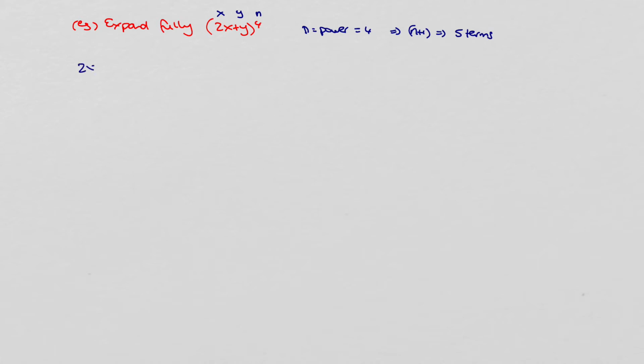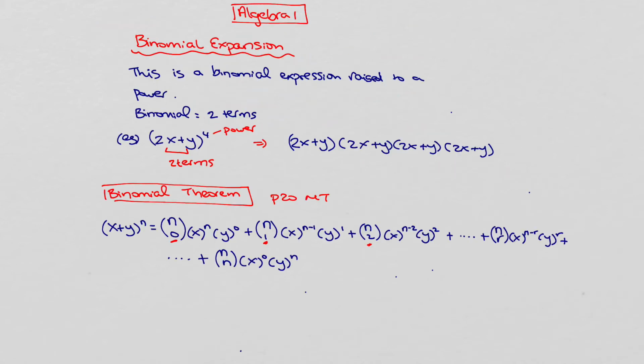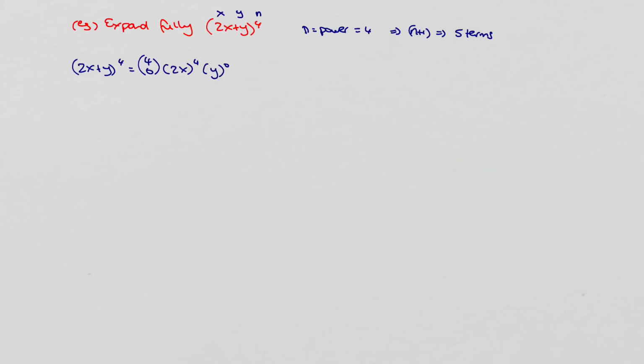So in other words, we have (2x + y)^4. So 4 choose 0 times the first term raised to the power of 4 and the second term raised to the power of 0. Now if you go back to the expansion there, what you'll notice is the first term starts at n, in other words it's going to start at 4, and then it goes down by 1 each time, whereas the second term starts at 0 and goes up by 1 each time.